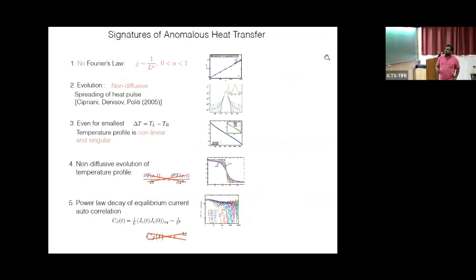These are other signatures. There are many other signatures. For example, the temperature flow is nonlinear even for the smallest temperature difference, and it has some singular properties. The evolution of the temperature profile is not diffusive, and the total current autocorrelation function in equilibrium decays as a power law with time. And of course, there are other signatures that you can think of, like the exponent of how the conductivity diverges, and the temperature profiles.